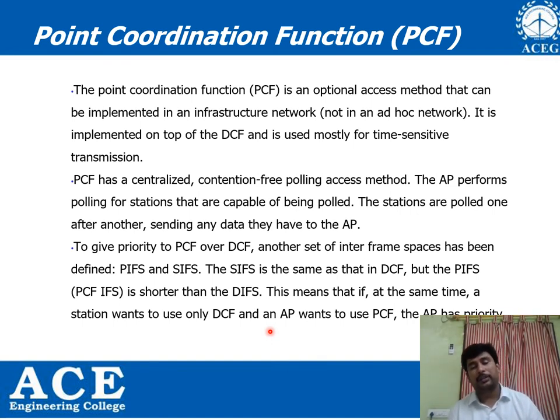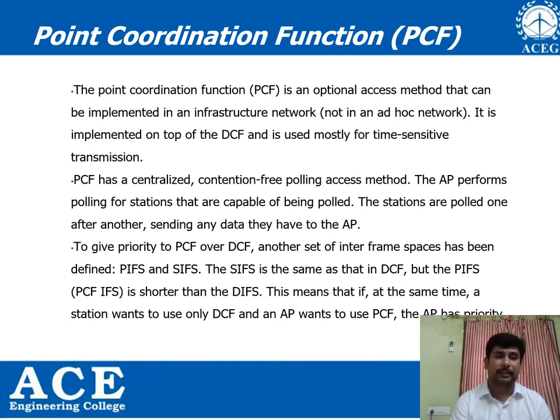One is an access point, one is a normal station. The normal station wants to use DCF and the access point wants to use PCF. Then the access point will get more priority.